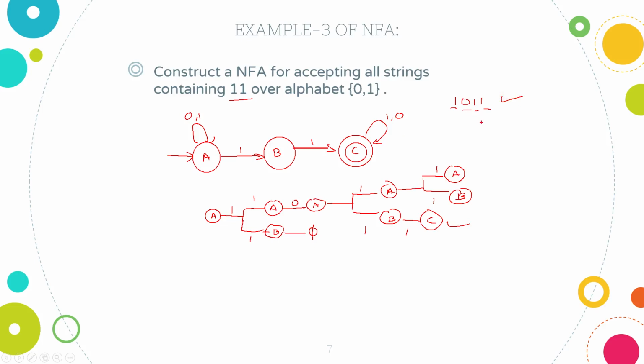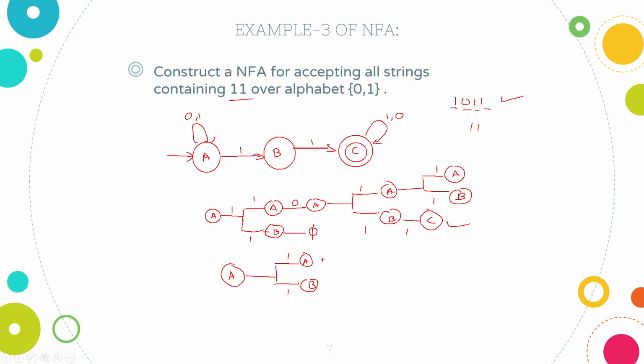Now let's try another string. Let's say we'll try the simple string 1, 1. Let's say you're in state A, you get an input of 1. Where do you go? You can either go to state A or you can go to state B. Correct? If you get a 1, you can still stay in A, or you can also go to B.